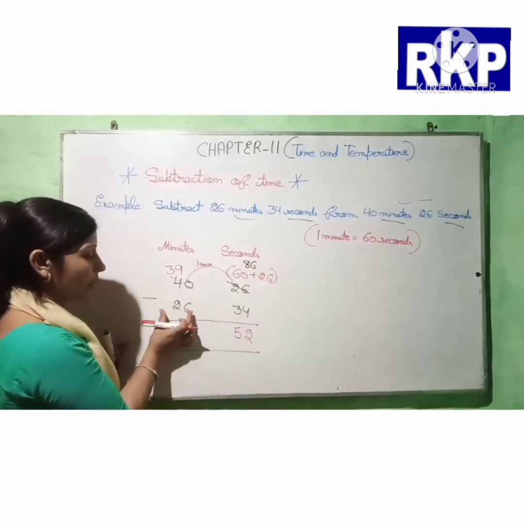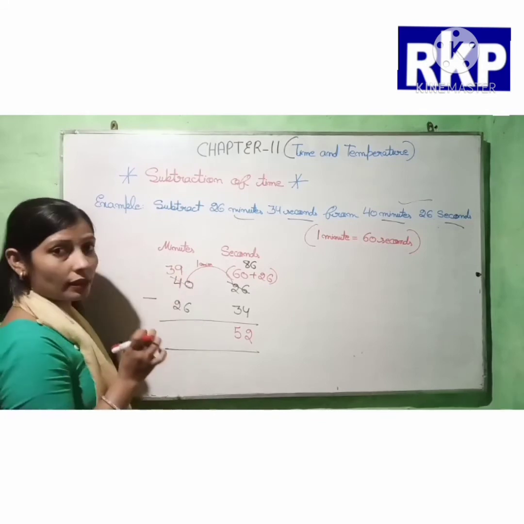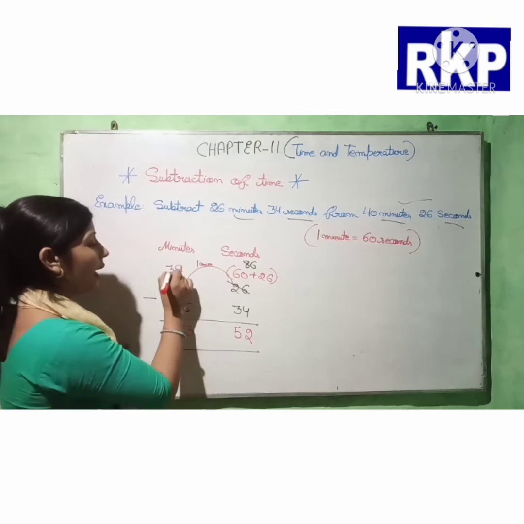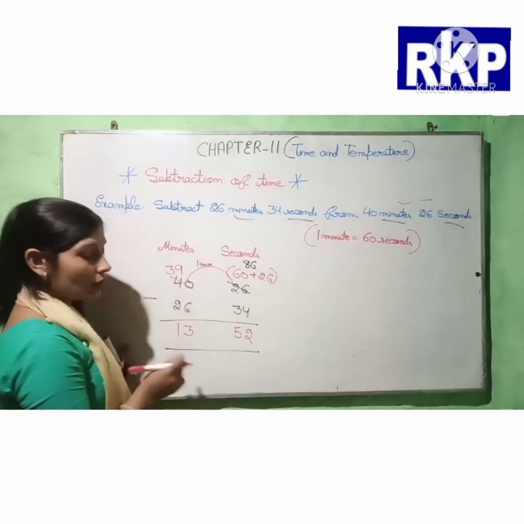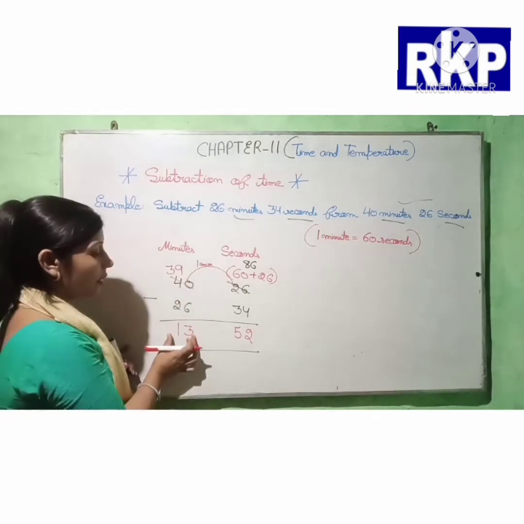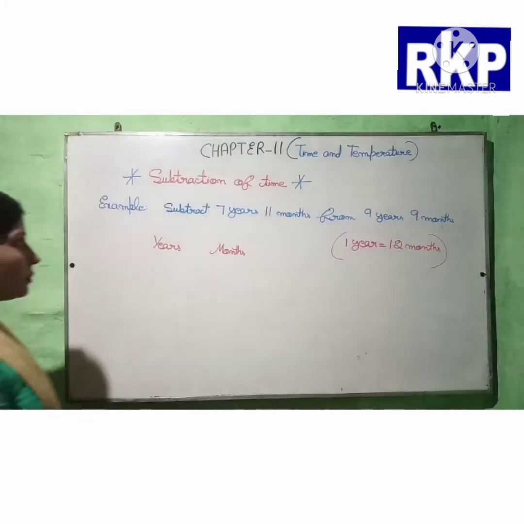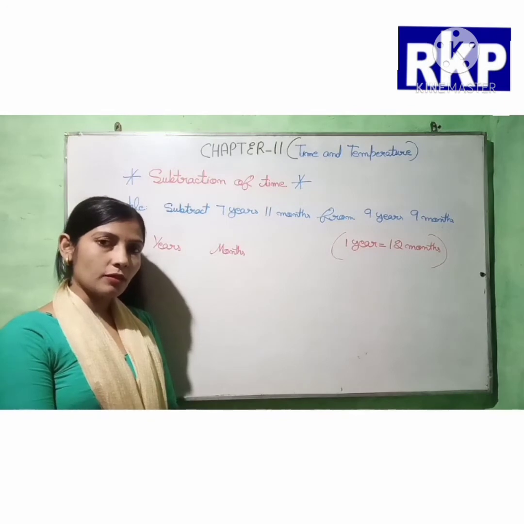Now we have to subtract 26 from 39 minutes. 9 minus 6 is 3 and 3 minus 2 is 1. So what is the answer? 30 minutes 52 seconds will be our answer. Now students, let us take one more example.